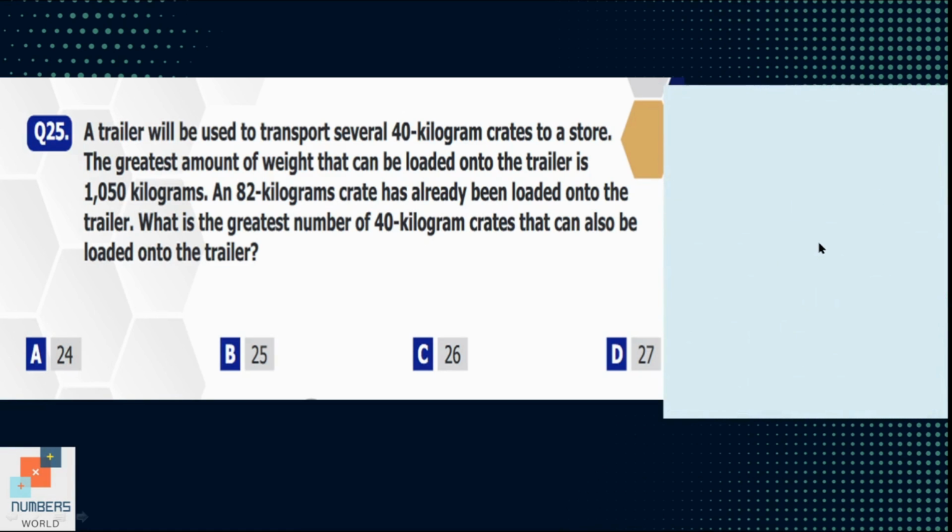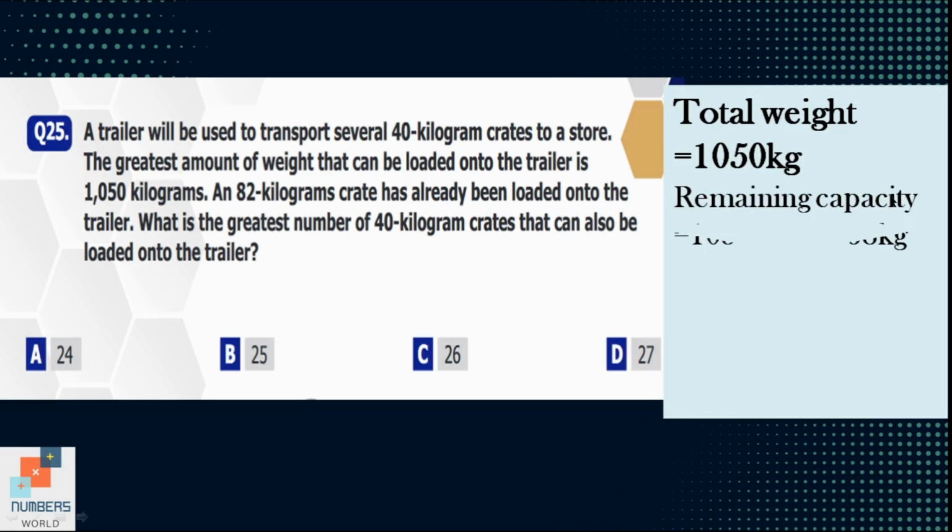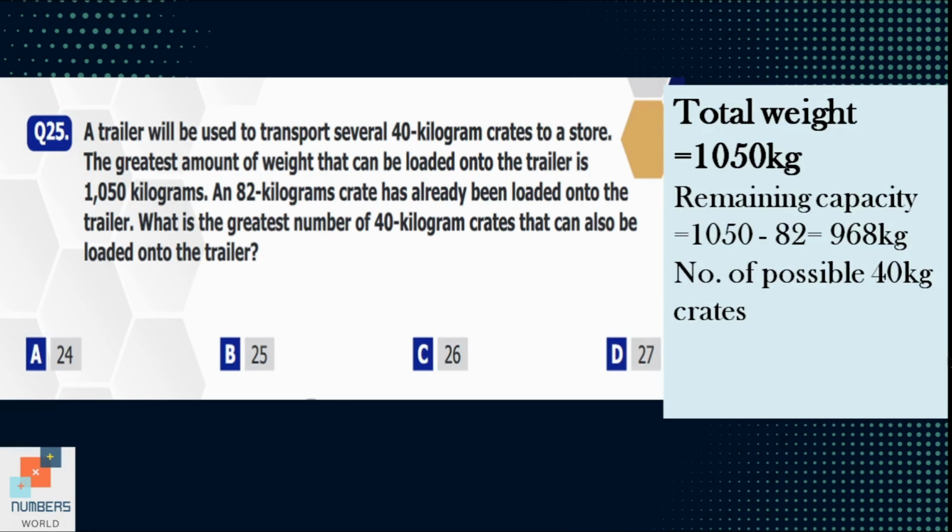So we know the total weight that a trailer can carry is equal to 1,050 kilograms. 82 kilograms are already loaded on the trailer, so we may calculate the remaining capacity by subtracting 82 out of 1,050, which is equal to 968 kilograms. Now, let's calculate the number of possible 40-kilogram crates. For that purpose, we will divide 968 by 40, which is equal to 24.2. That is approximately 24. So 24 40-kilogram crates can be loaded on the trailer. That is our option A.